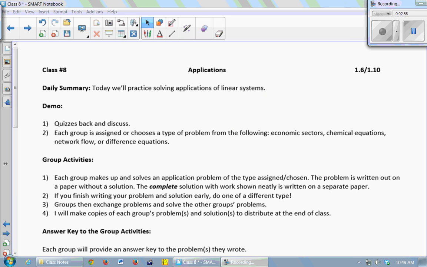We'll work pretty much entirely in your groups today. So each group, and I might have these 3 tables that only have 1 person combined to be 1 group, if that's okay. One thing I want you to do in your groups is take a quick look at your quizzes and make sure you understand anything that you got wrong. And then each group is going to be given a type of problem. There were 4 types that the book gave examples of: economic sectors, chemical equations, network flow, and difference equations.